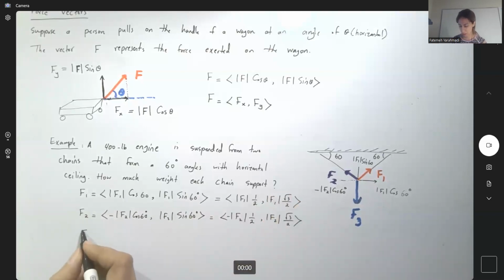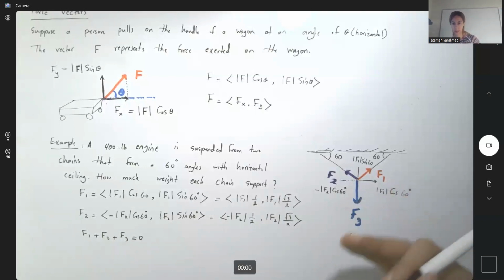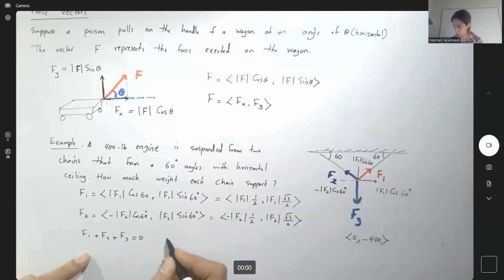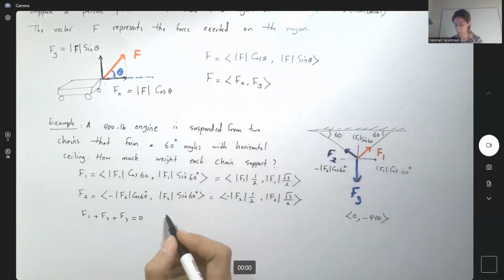And as we mentioned, F1 plus F2 plus F3 must be equal to 0. For F3, you know that it is a vertical force downward. It means that your x is basically 0 and y is in the negative part. So your y is negative 400. Perfect. So we need to solve a system of equations. Basically, we are looking at the components here.